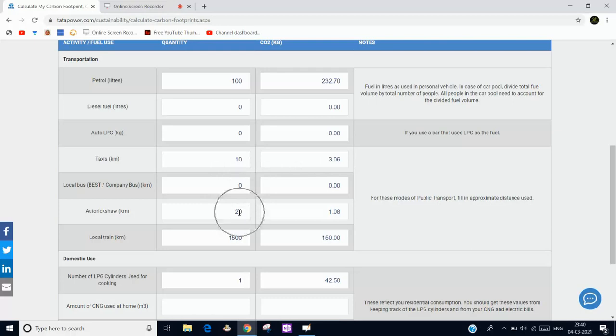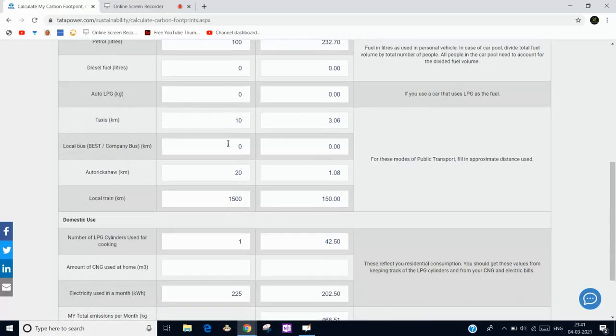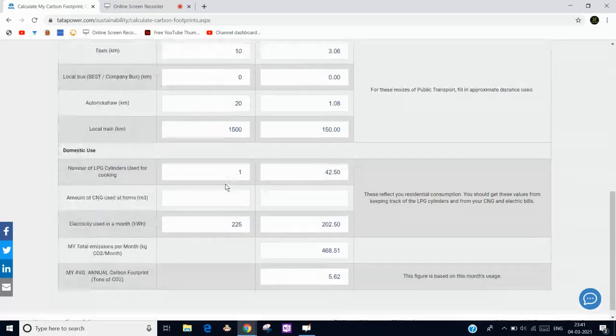Local bus, no. Auto rickshaw, how many kilometers. If you remember, it is okay, but if you don't remember, try to analyze by taking an example or an approximate value, when January 2021 data will come, or you can just put December also. If you do not observe all these things, just start observing and you will find this very helpful. In local train, how many kilometers you have traveled. This means not only local, but anywhere you have traveled by train is also considered.